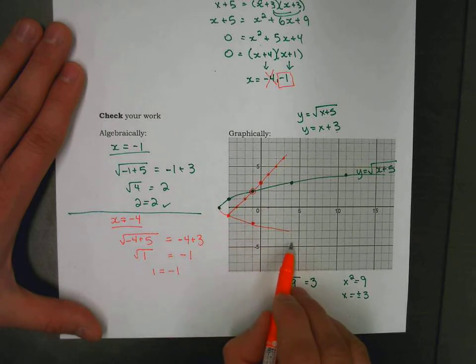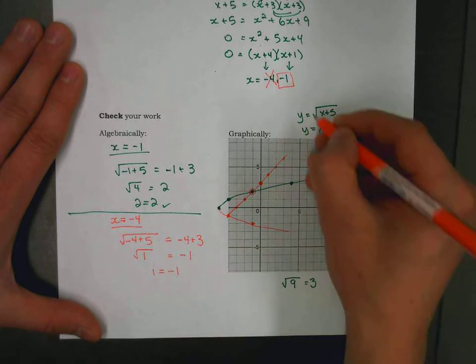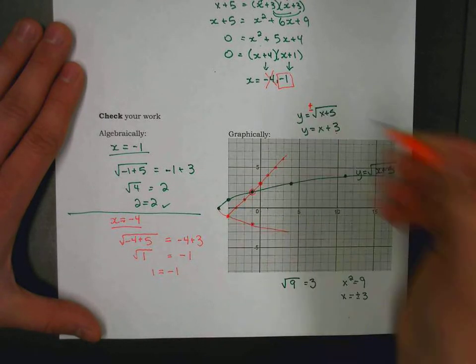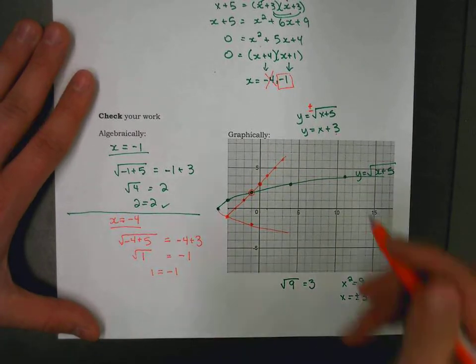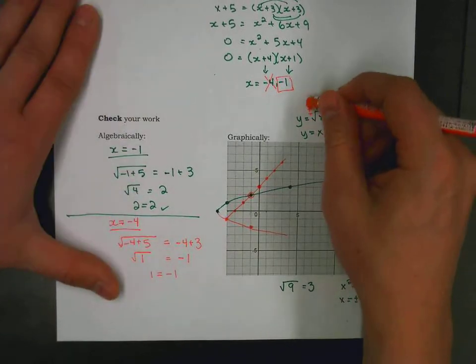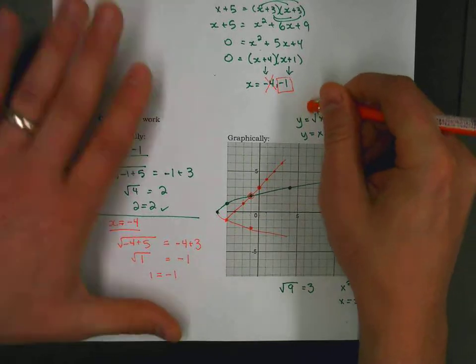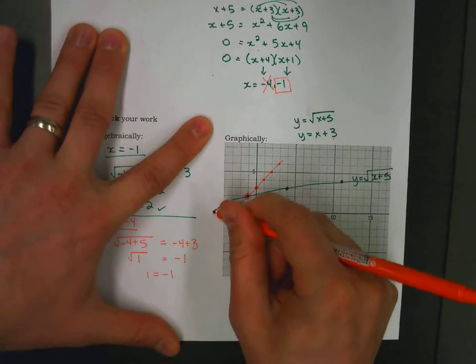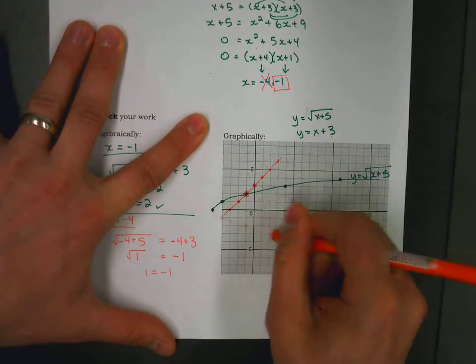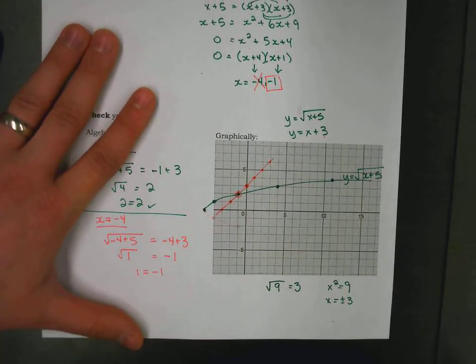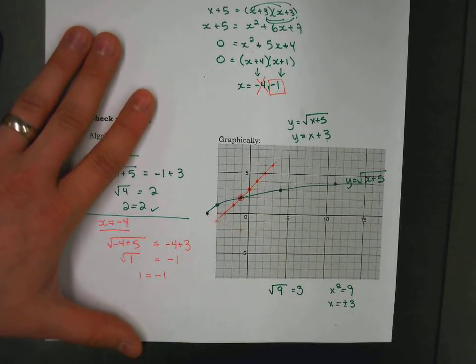But this bottom half of the graph doesn't exist because I didn't say sketch the positive and negative version of x plus 5. I said just sketch x plus 5 square rooted. So this part of the graph doesn't get to exist, and so therefore there isn't a solution on the negative side of the x-axis.